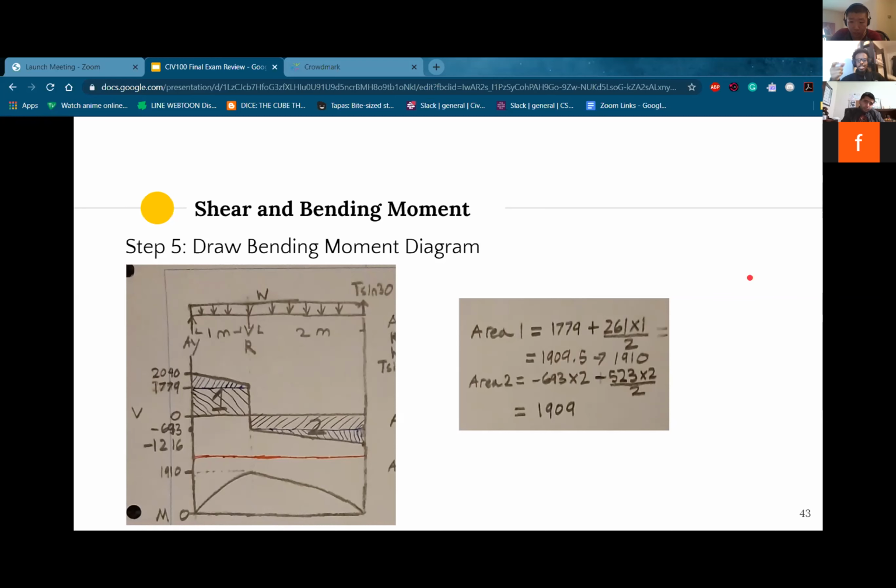You might notice that the areas are supposed to be equal to each other because the areas should cancel each other out. One positive, one negative to equal 0. Once again, we're off by 1. That's due to rounding. When we actually draw the moment diagram, it was linear, which means that we're going to have a quadratic curve. So we draw our curve to 1910. That's how much we increased. Then we draw another quadratic curve, decreasing by 1910 to represent those two areas.